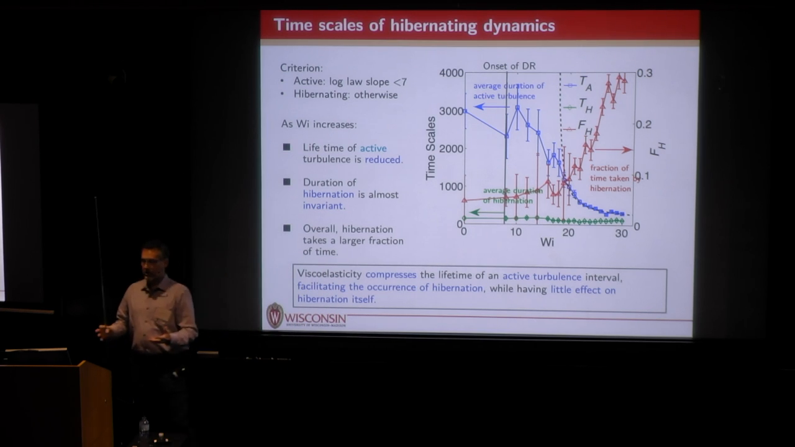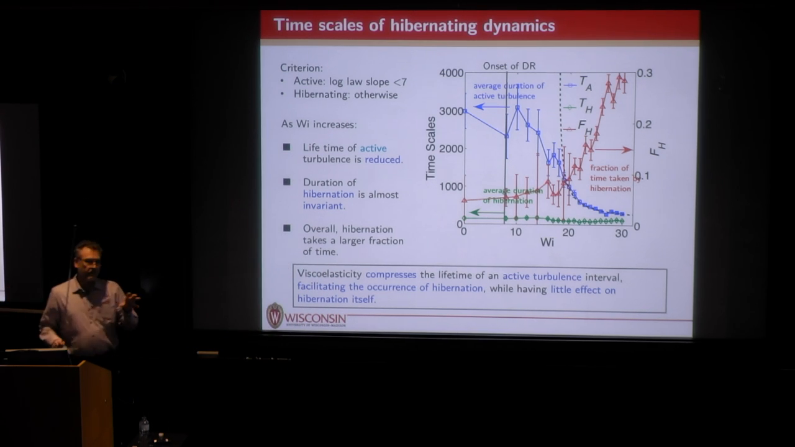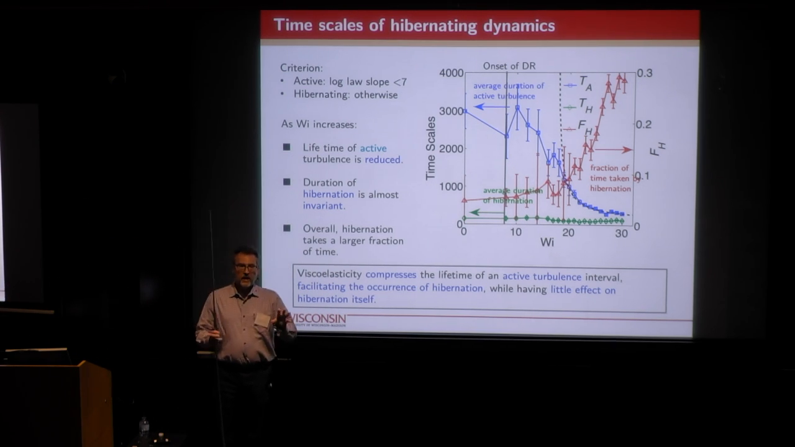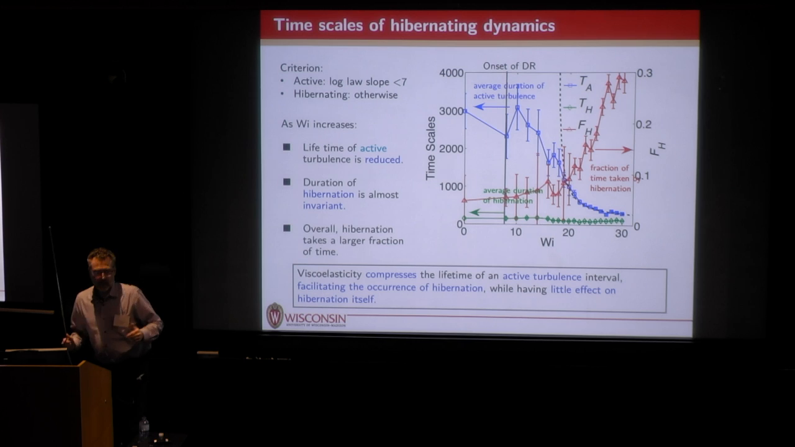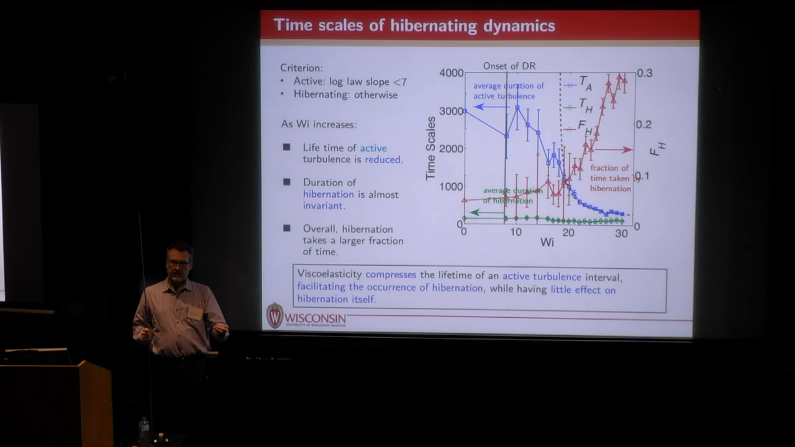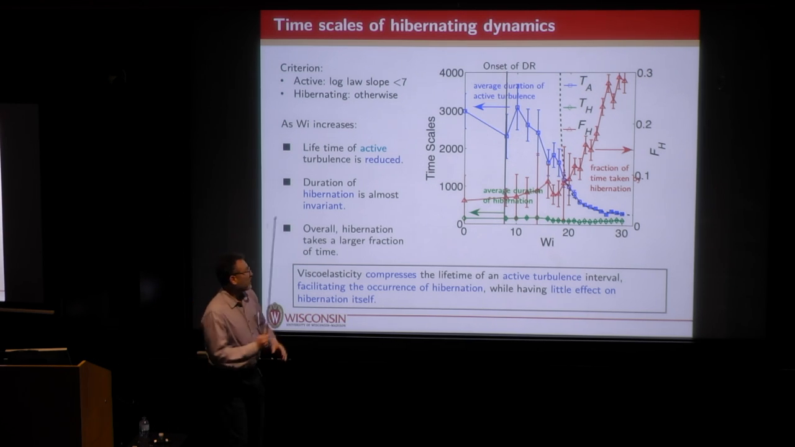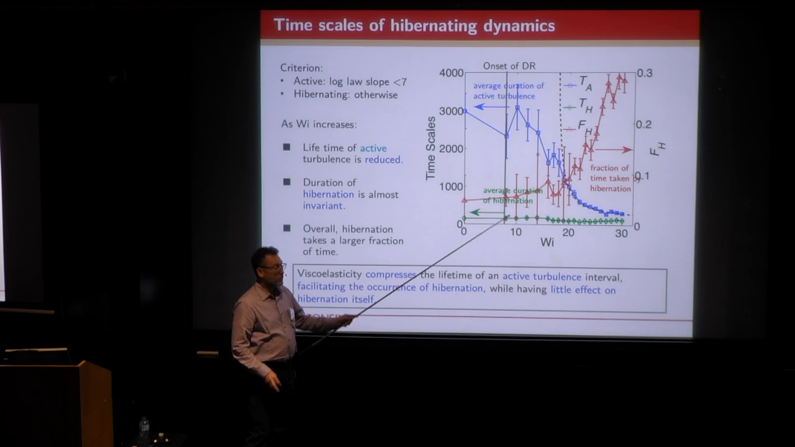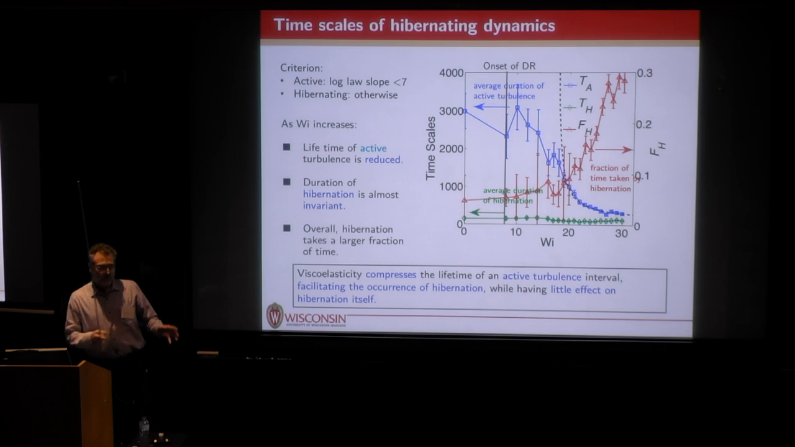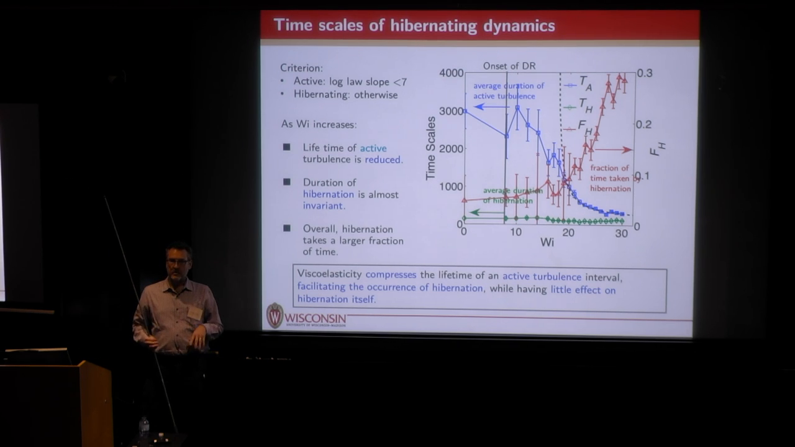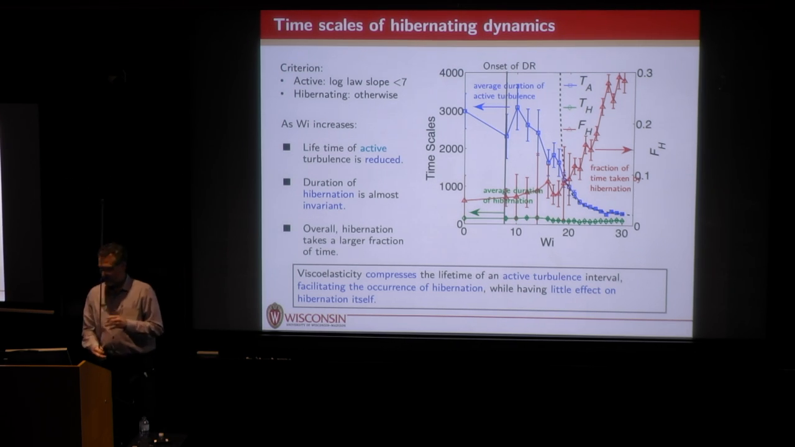So the picture of the near-wall dynamics in this case is that you have these active intervals, which correspond to strong, highly three-dimensional streamwise vortices, and those get suppressed by the polymer dynamics. Whereas these hibernating intervals have much weaker flow structures, which are not laminar. I'll show you the structures in a moment. They are not nearly as strongly affected by viscoelasticity.